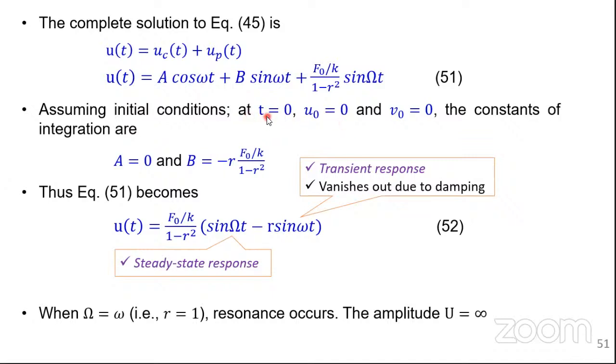You're saying, assuming at time t equal to 0, u naught is equal to 0 and v naught is equal to 0. This is an assumption, so that now you can use these known initial values. You substitute in equation 51 and you'll be able to obtain what A and B are. That should be as easy as ABC. Once you obtain that A is 0 and B is this part, you substitute, and equation 51 becomes, as you can see, equation 52.